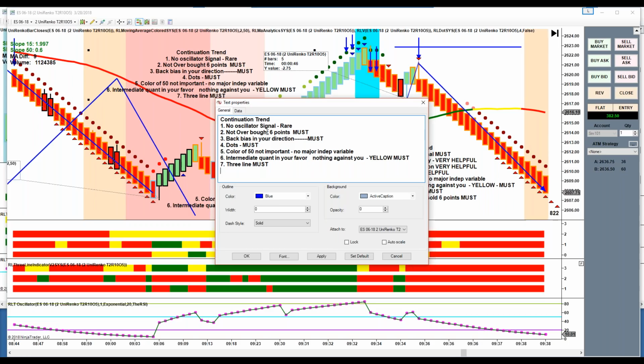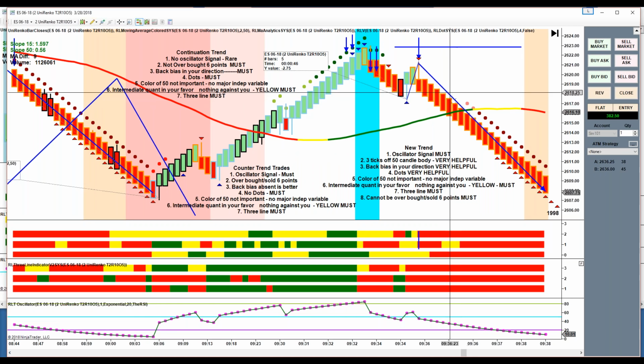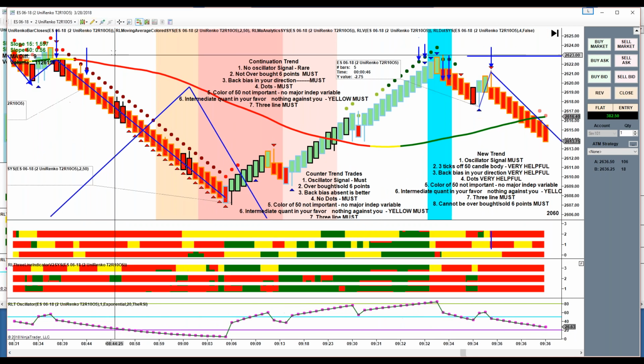Now, you're not overbought or oversold, which is 6 points. Background bias in your direction is a must. The dots are a must. The color of the 50 is not important. Intermediate quant is a must. And every trade we take, it's a must. The 3 line is a must. So 6 and 7 are a must on everything. But in this trade, you have to have the dots. You did not have to have that in the trade off the 50 at the start of the trend.